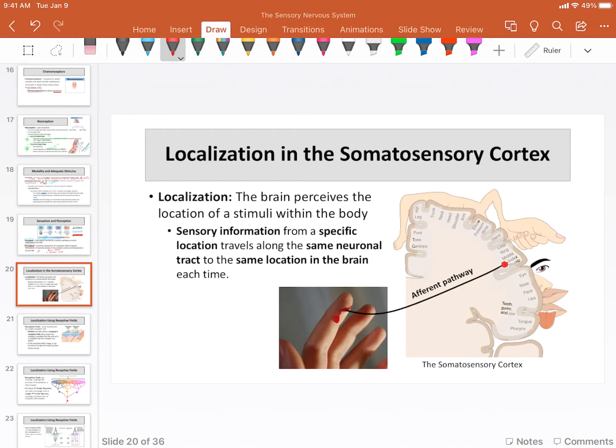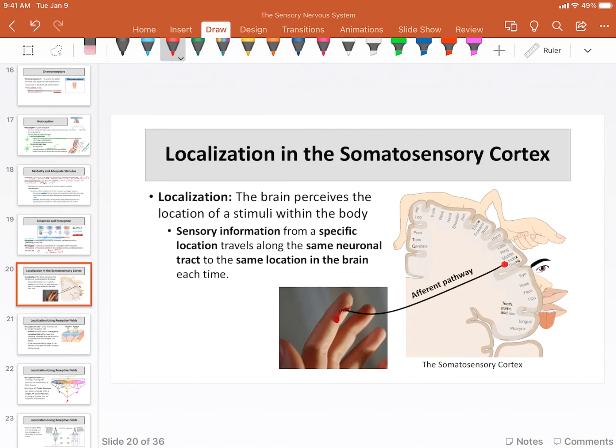Now we'll look a little bit further on at neuronal tracts and how these sensory tracts work. But for right now, I want you to know that the left side of the body is processed by the right side of the brain and vice versa. So if this is somebody's, I'm guessing, left hand, we would be looking at the right side of the brain.